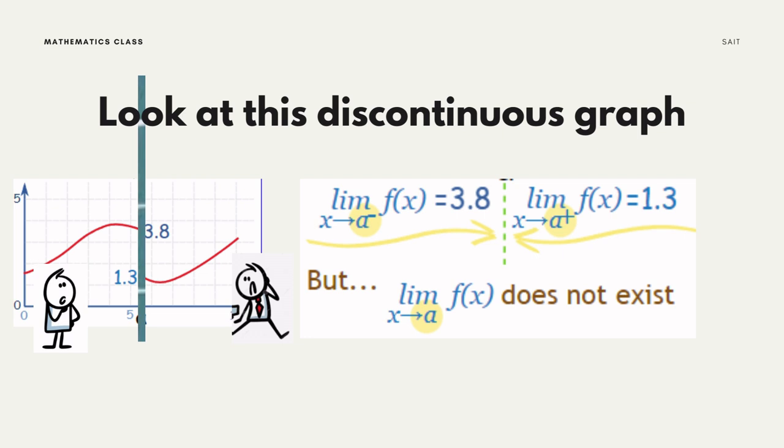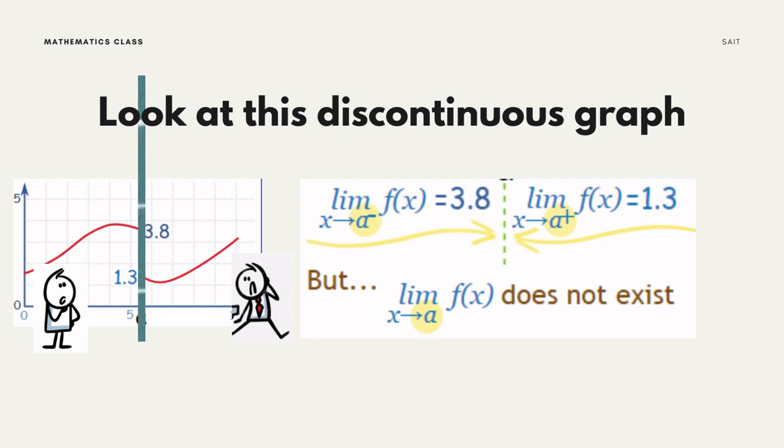The other guy, on the other side of the graph, is asked the same question: what is the value when x is getting close to 5? And then he reports 1.3. So one of them is reporting 3.8, the other one is reporting 1.3 around one specific point, which is x equals 5.